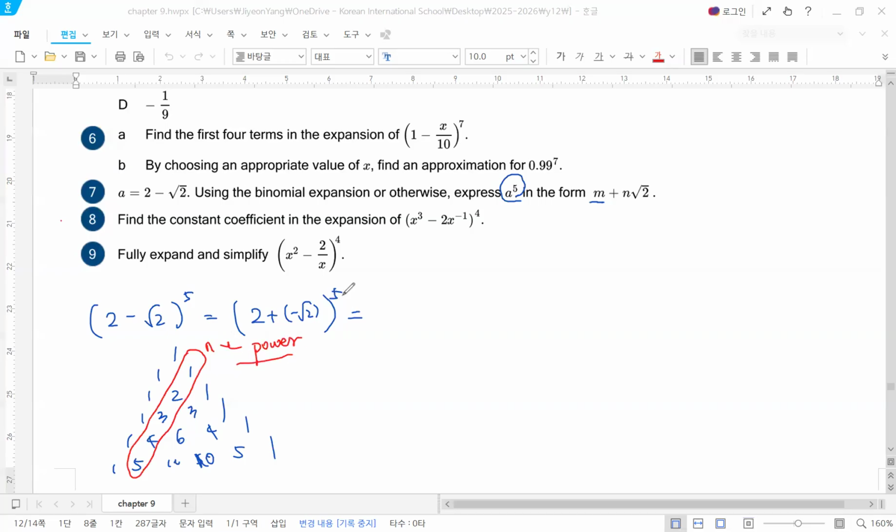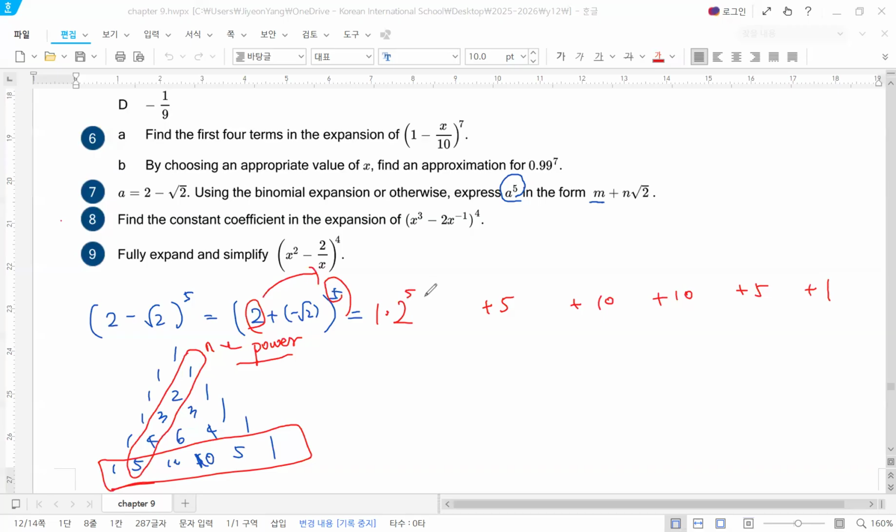Since the power given is 5, we need to use this line. Firstly, write down all those coefficients: 1, 5, 10, 10, 5, and 1. And then write down 2 to the power of 5 and negative square root 2 to the power of 0. Remember, if you add up the two powers, it should be 5.